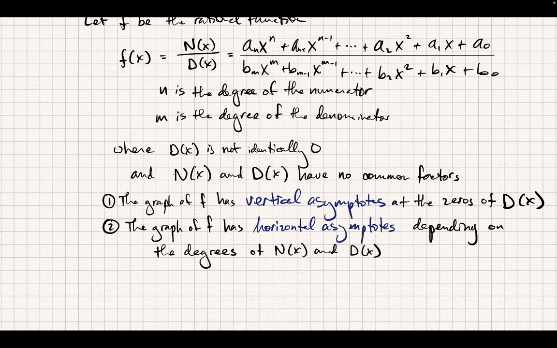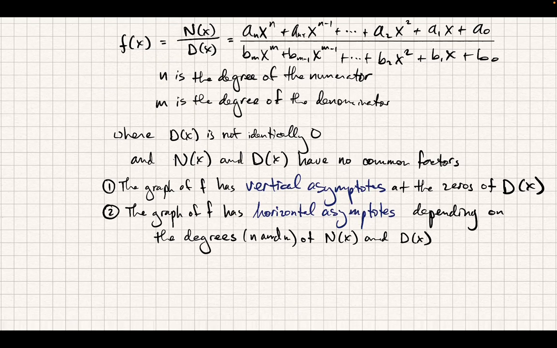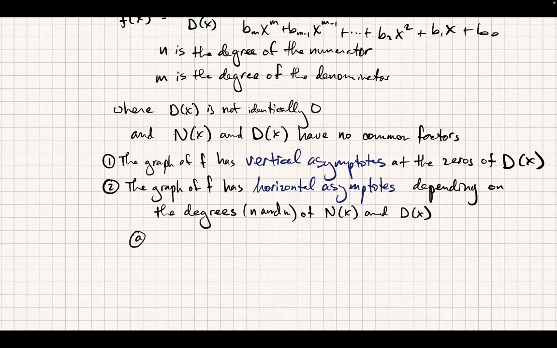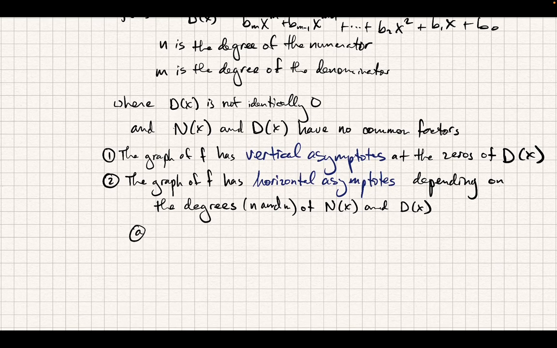I'm going to say the graph has horizontal asymptotes depending on the degrees, and then I'm just going to remind you it's n and m. So I have 3 different cases. What are my three possibilities for comparing the degrees of the numerator and the denominator? N is greater than M. So let's do n is greater than m.